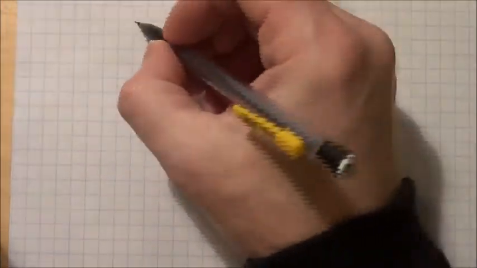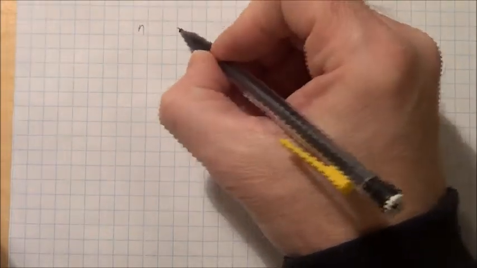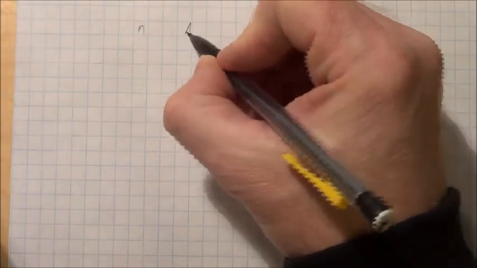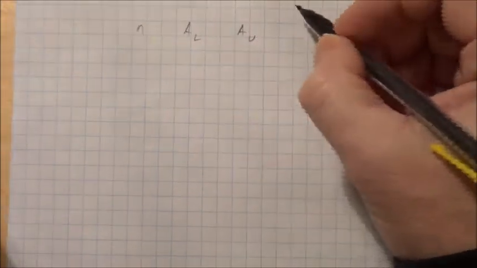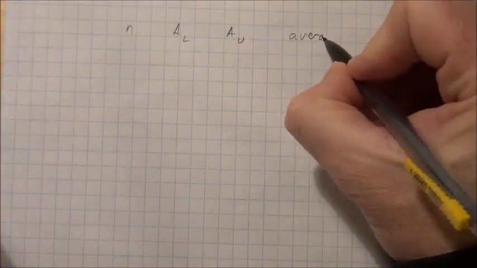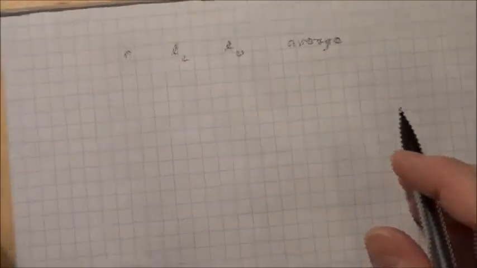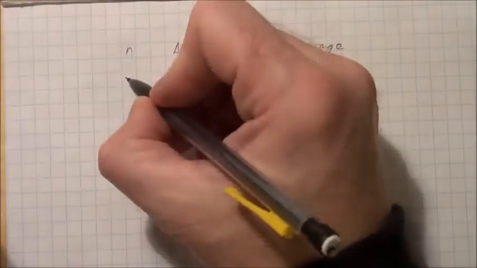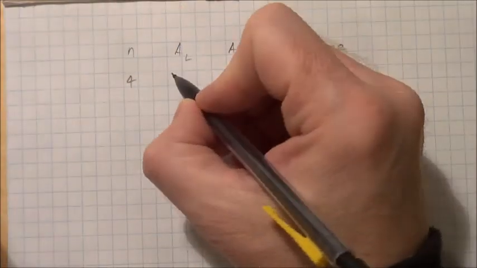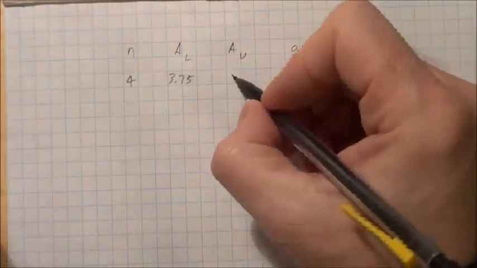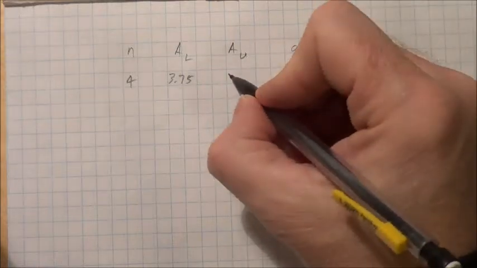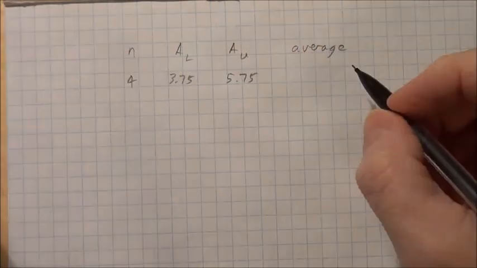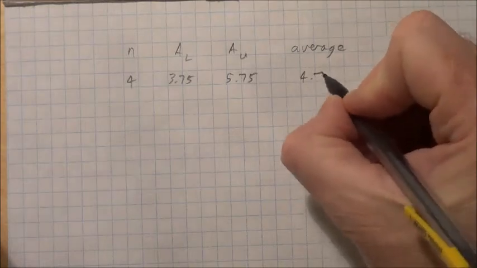There's an area finder on the CD of our textbook that has been able to set up a few calculations for us quickly. So if we were to look at the different values of the upper rectangles and lower rectangles, if we had 4 rectangles, from what we had before, we had 3.75 for the area of the lower rectangles, 5.75 for the upper area, and the average then was 4.75.